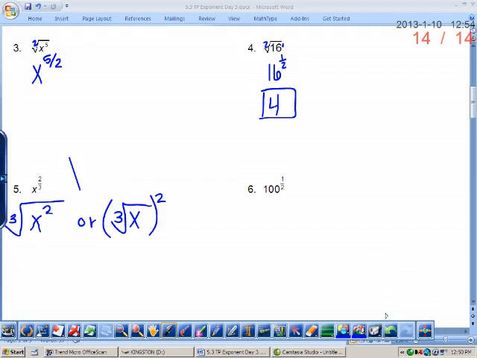All right, look at 10 to the 1/2 power, number 6. How could I rewrite that using a radical? I could rewrite this as the square root of 10. And what is the square root of 100? 10.